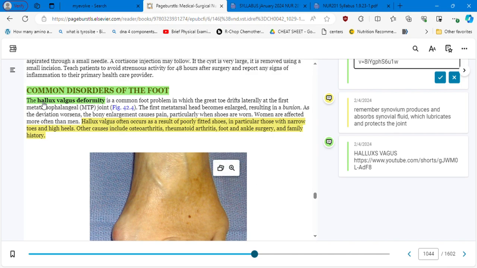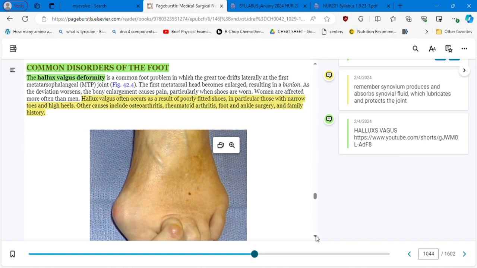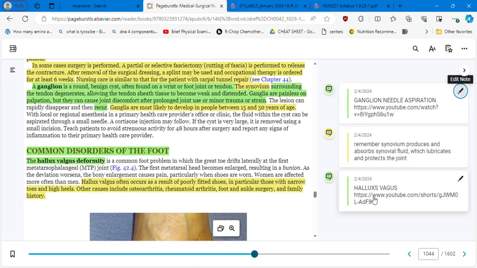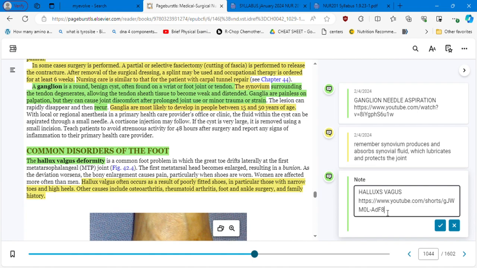The first one is the hallux valgus deformity. Often occurs as a result of poorly fitted shoes, in particular those with narrow toes and high heels. Other causes include osteoarthritis, rheumatoid arthritis, foot and ankle surgery, and family history. Look at this hallux valgus. Well, this is an extreme case, obviously, right? So let's watch a video of the hallux valgus.